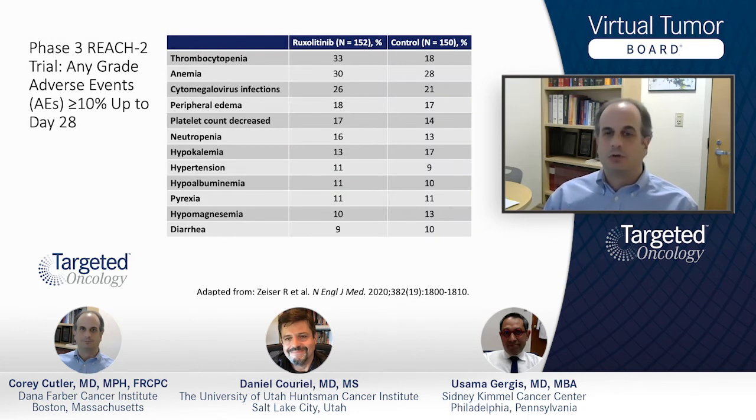The investigators showed that, as one would have predicted, there was a significant rate of cytopenias in this trial. Nearly a third of patients had either thrombocytopenia or significant anemia. But very importantly, there was not an increased rate of infections. And it stands to be said that infections are a major cause of morbidity and mortality for patients with steroid refractory acute graft versus host disease.